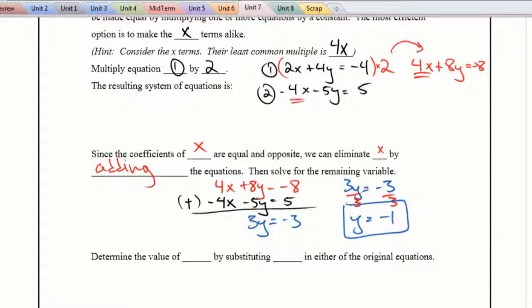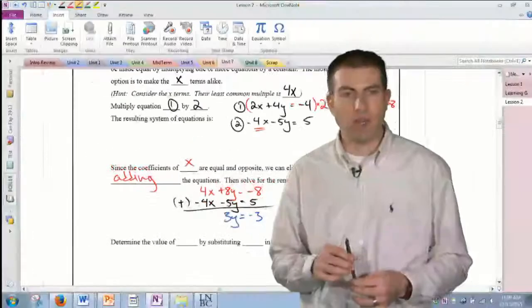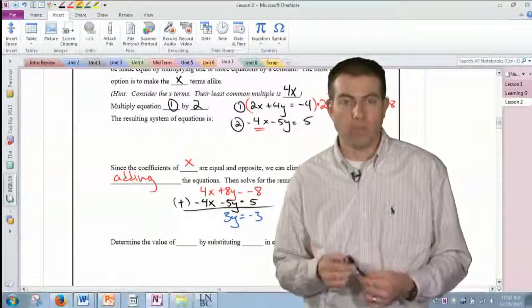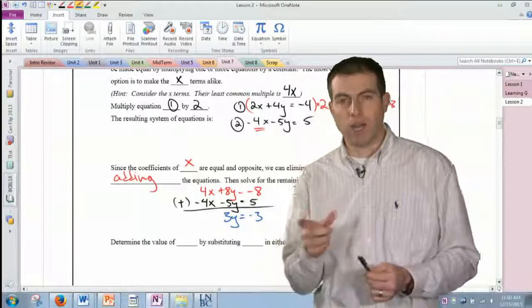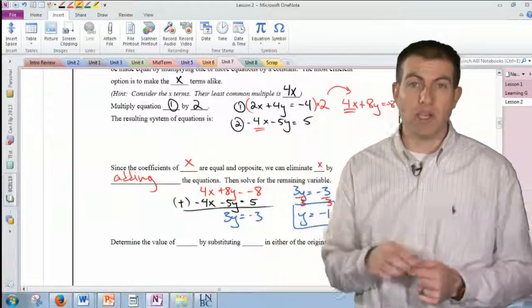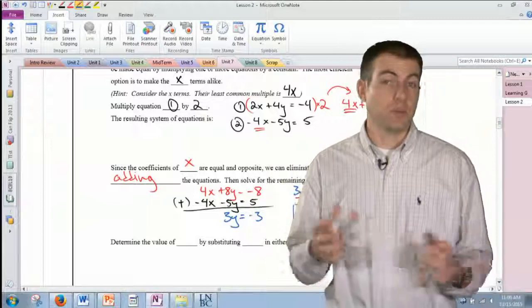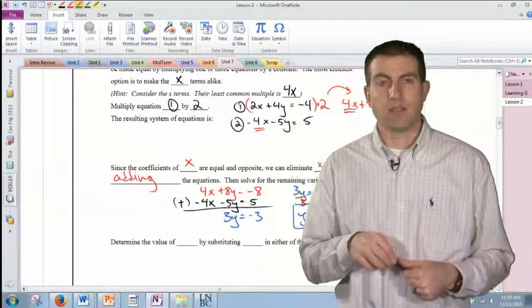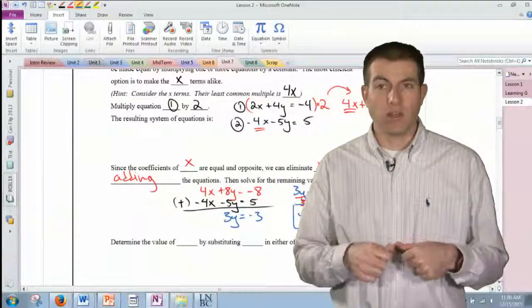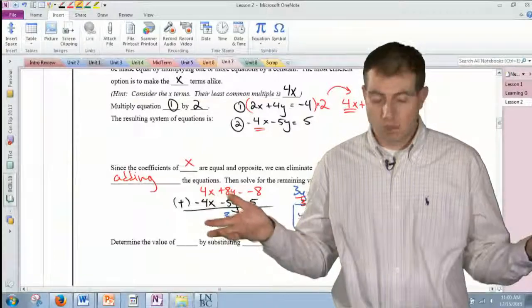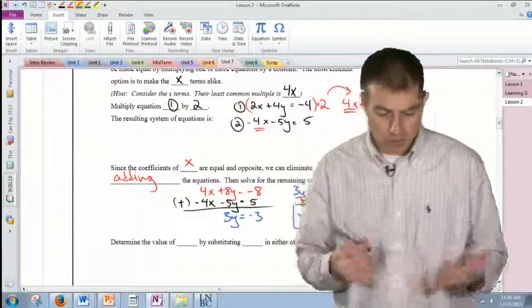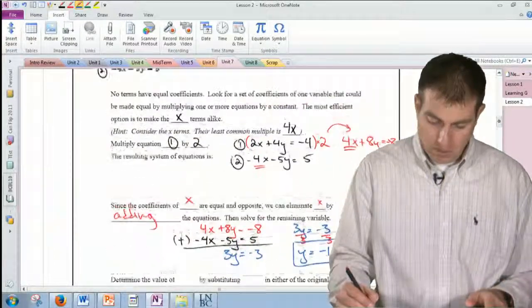So I know half of my solution. I know what the y value is going to equal. y is negative 1. So I can now take that y value and plug it into either one of my equations. Doesn't matter which one. Taylor asked, well, what if you substitute into the other one? It doesn't matter which one I pick. So you can pick the first one. We picked the first one the first time. Let's pick the second one this time.